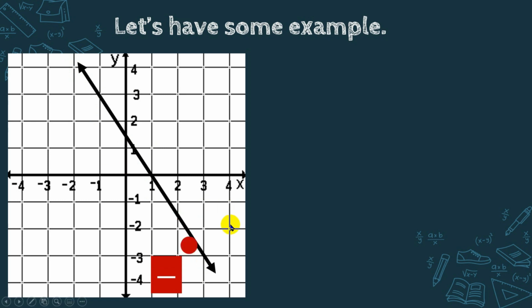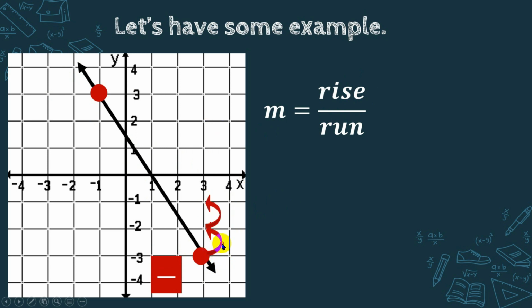Hanap ulit tayo ng dalawang exact point. So, ayan. Then from there, apply natin yung ating rise over run. Tataas po ulit tayo. Ilang units kaya ito pataas? We have 1, 2, 3, 4, 5, 6. So, ang ating rise is positive 6. How about the run? Again, papunta tayo sa left.